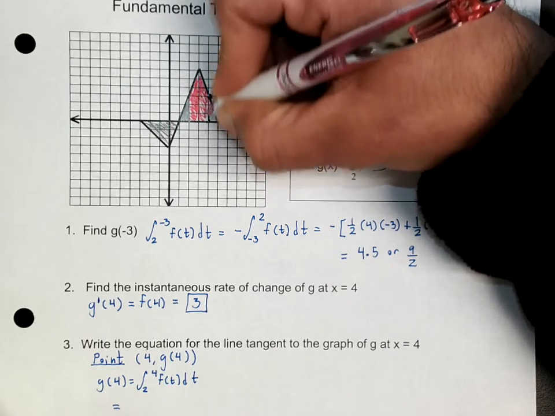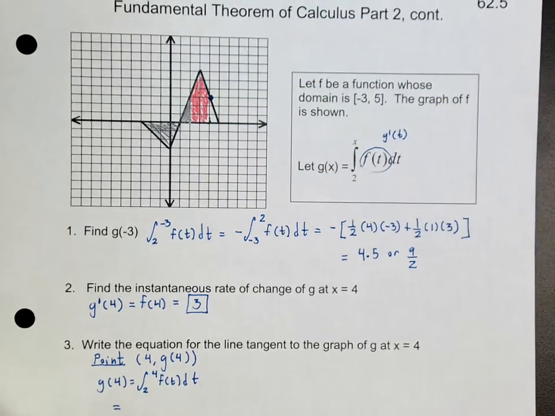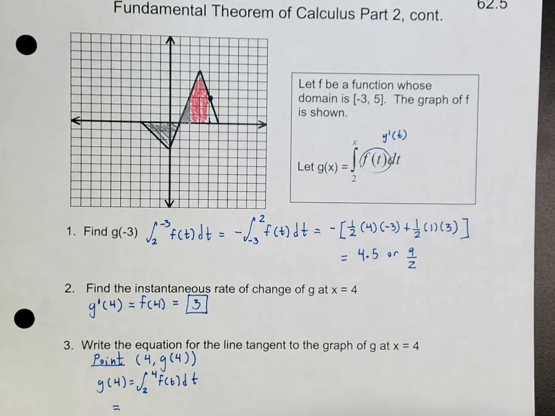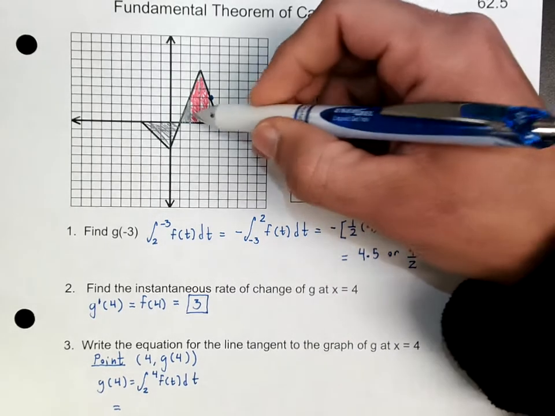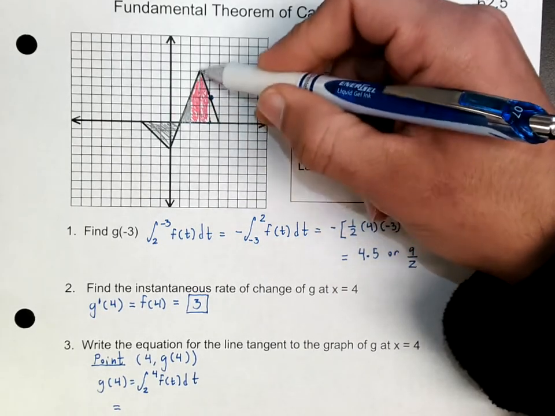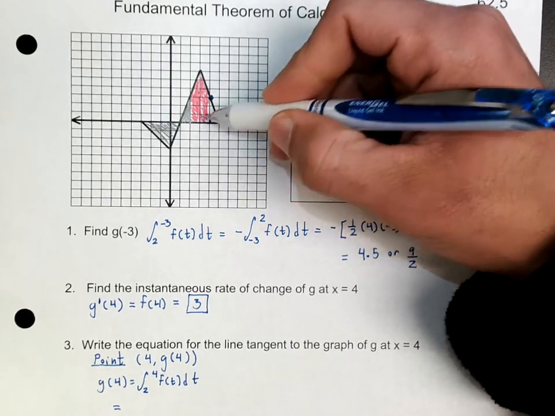Okay, that's the area of that right there. Now if you look at it, that looks like 2 trapezoids, where this is base 1, this is base 2, and the height would be 1. So you have 2 of those.